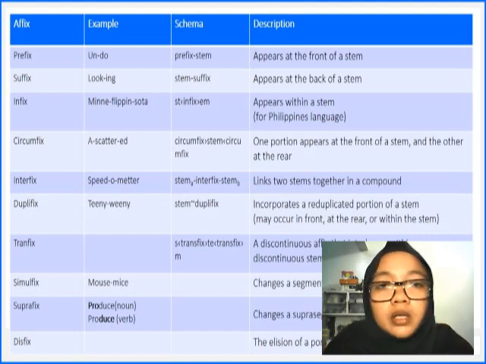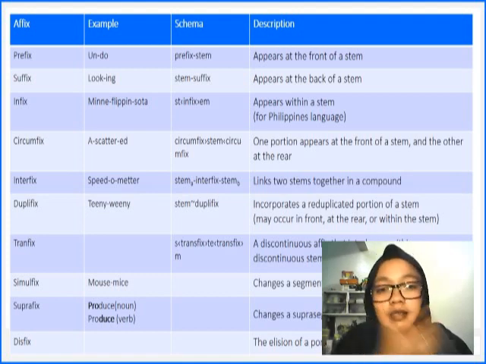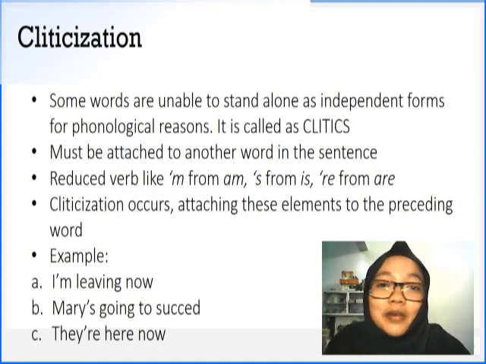But we will not talk about those kinds of examples of affixation. We only focus on the prefix and suffix. Okay, and then the next process is cliticization. Have you ever heard clitic? Maybe you have heard of it. So in English, we have the process of cliticization.